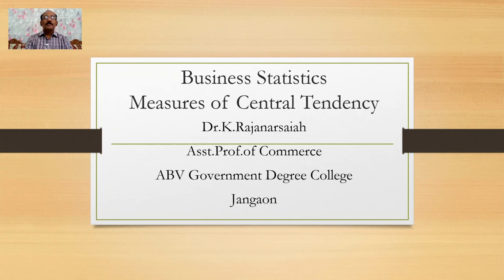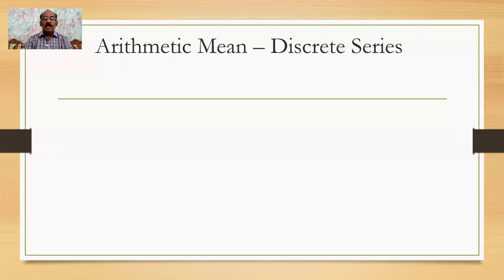In the last class, I explained the theory on measures of central tendency. In measures of central tendency, there are 5 methods. They are arithmetic mean, median, mode, geometric mean, and harmonic mean. In the previous lecture, I explained about these things. Today, I am going to solve some problems on this.